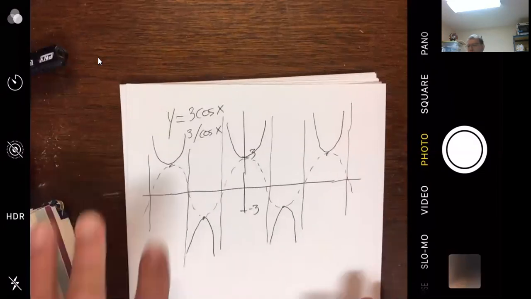Okay, why don't we try tangents and cotangents? That's the last two here at 6.4. Y equals tangent, y equals cotangent.